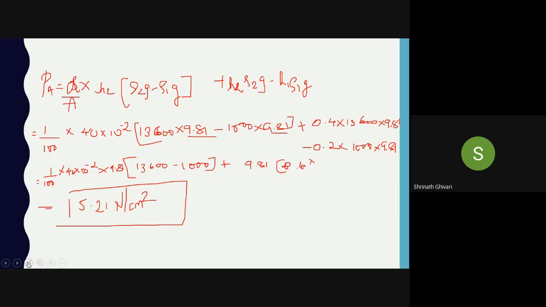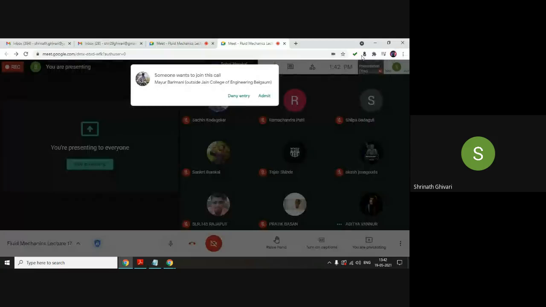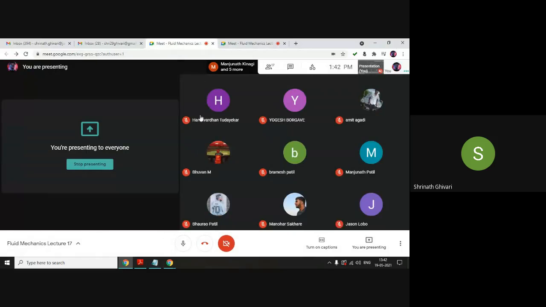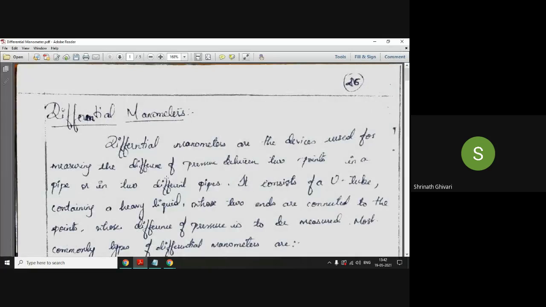Fine. Okay. This is the problem based on single column manometer. So we are done with U-tube manometer and single column manometer. Next one is an important one, U-tube differential manometer. It's very important from the exam point of view, and most of the problems will be from this part only. The problems will be based on this mainly.